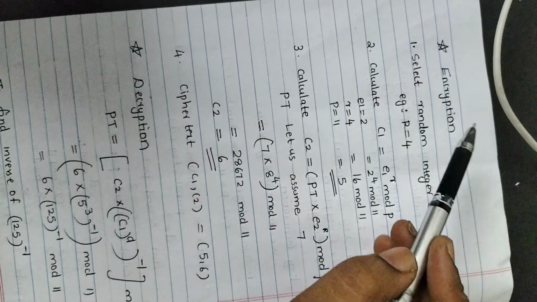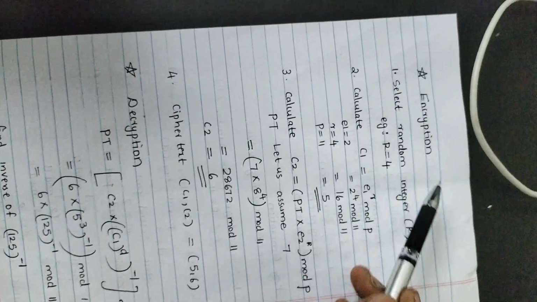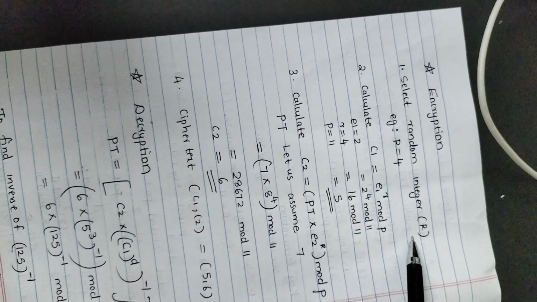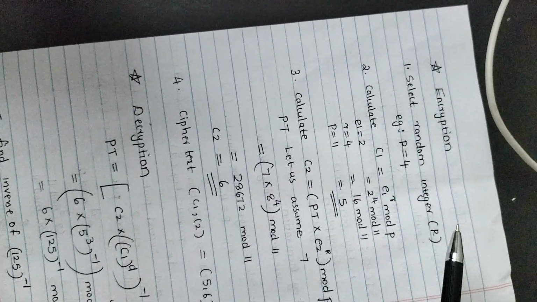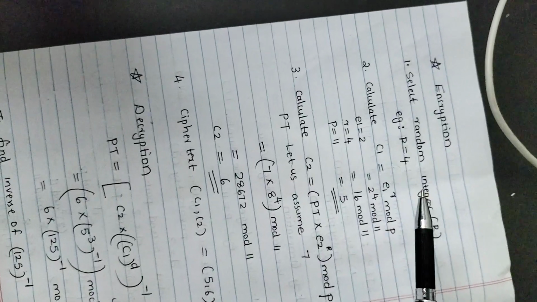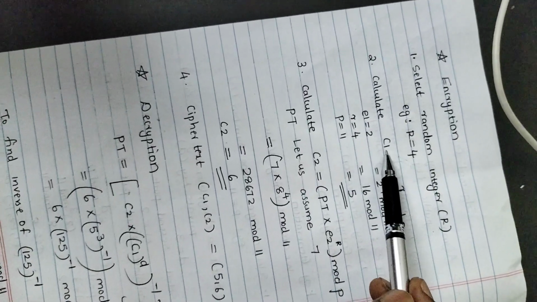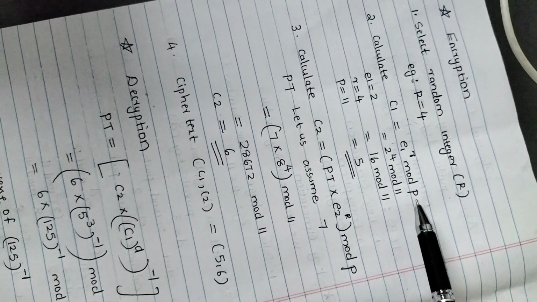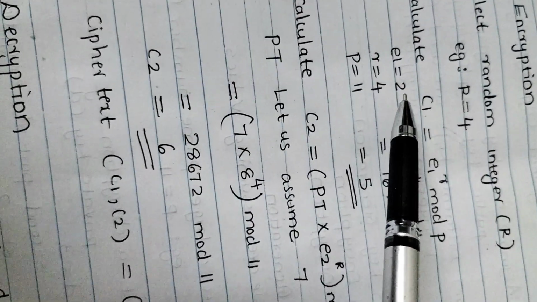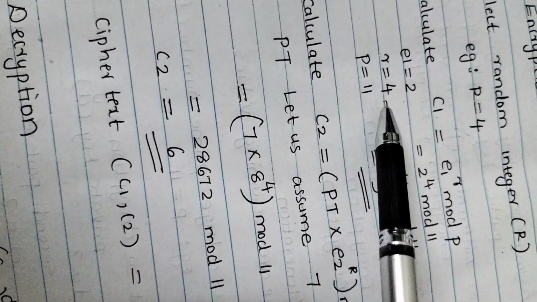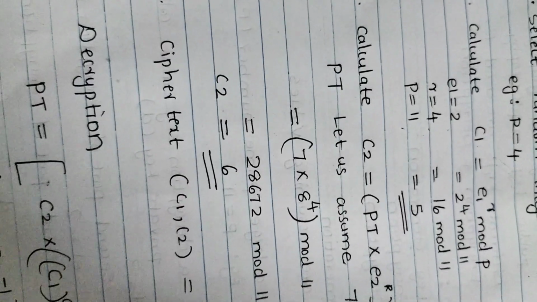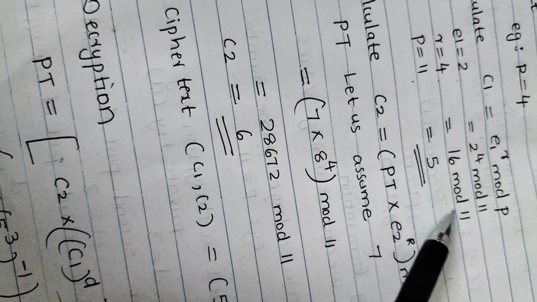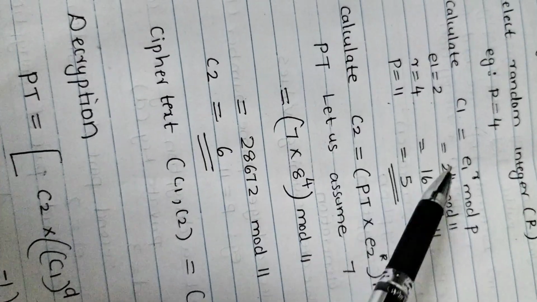Now the next phase, the second phase, is encryption. Here again we are assuming some other values. First we select a random integer R. Here we take a value of 4. Next we have to calculate the C1 value, ciphertext 1. For that we use the formula E1 power R mod P. We know E1 is 2, R is 4, and P we already took as 11. Applying the values, 2 power 4 mod 11, 16 mod 11, we get the value 5, that is our C1.